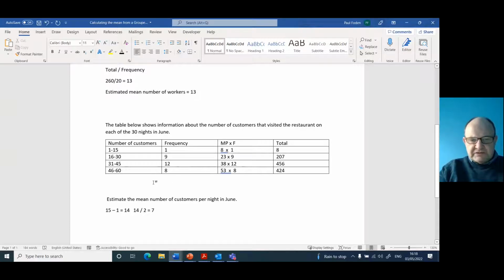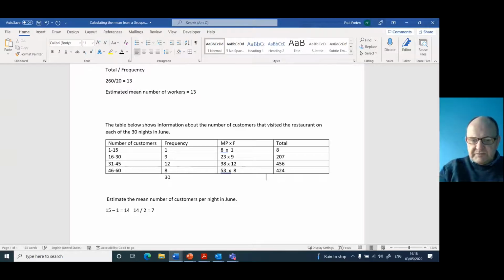To estimate the mean, we look at our frequency. There are 30 nights in June, so we're just going to check we've got every night taken care of. 1 and 9 is 10. 12 would make 22, and 8 more would make 30. So we have 30 in there. Yes, we've got 30 nights. We've got the right amount of data.